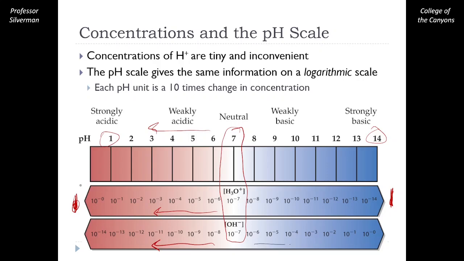Alternatively, if you add extra hydroxide to your solution, the concentration of H plus is going to have to get smaller. Again, because of that seesaw inversely proportional idea. And the pH is going to become a higher number.